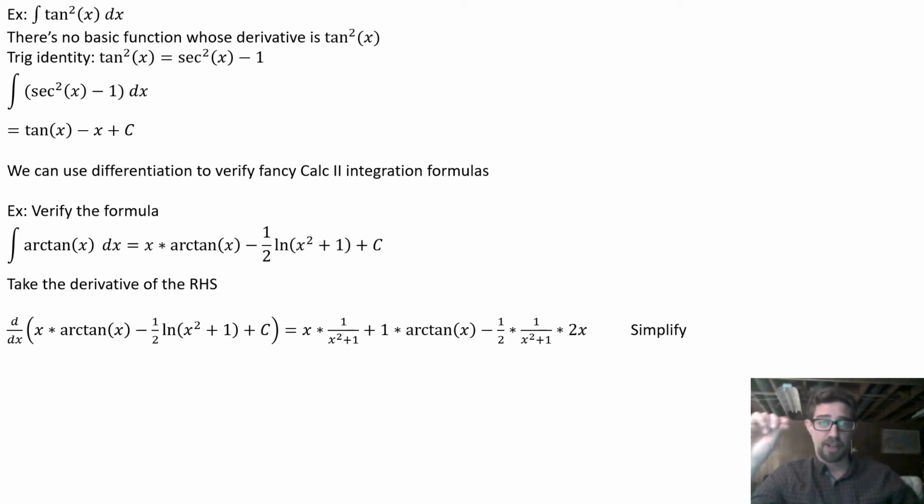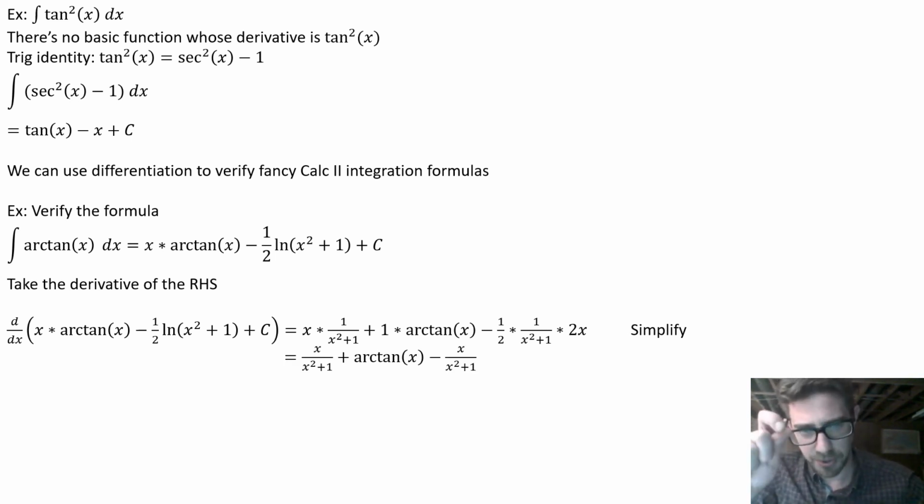So it's x times the derivative of arctan, which is 1 over x squared plus 1, plus the derivative of x, which is just 1 times arctan, minus 1/2 times the derivative of natural log, which is 1 over x squared plus 1, and then by the chain rule times the derivative of x squared plus 1, which is 2x. So it doesn't look good yet, but you have to do a little bit of algebra to clean it up. So again, the calculus is over, and now it's just algebra.